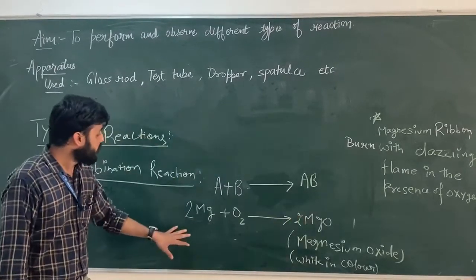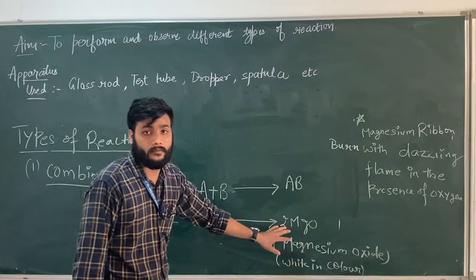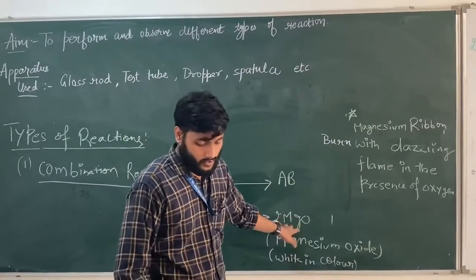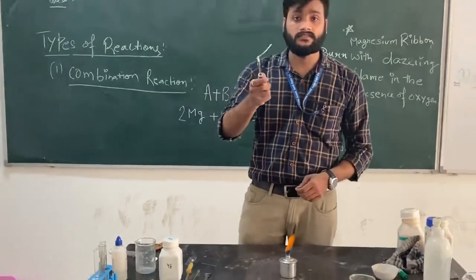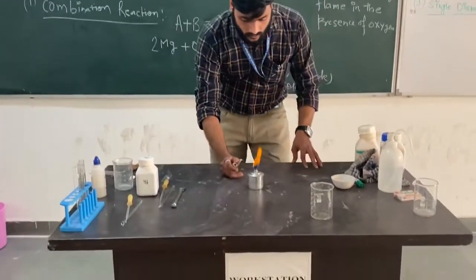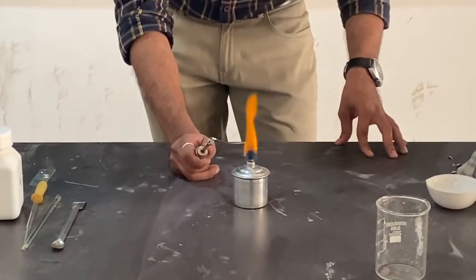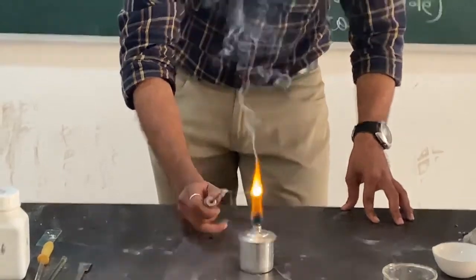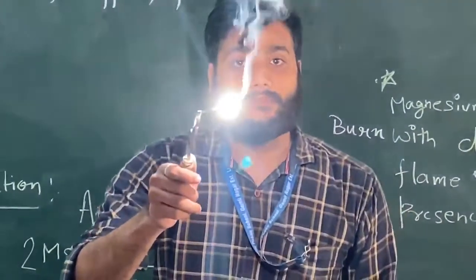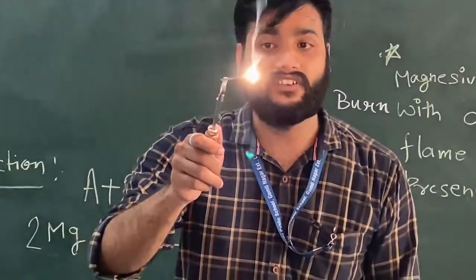For example, when magnesium reacts with oxygen, it gives magnesium oxide. So let us perform an experiment. Here you can see in my hand there is a magnesium ribbon. When the magnesium ribbon is burned in the presence of oxygen, it will burn with a dazzling flame. Now you can observe the dazzling flame.